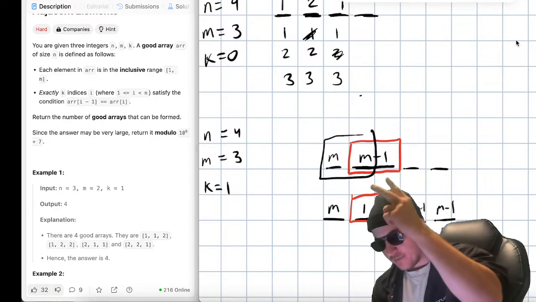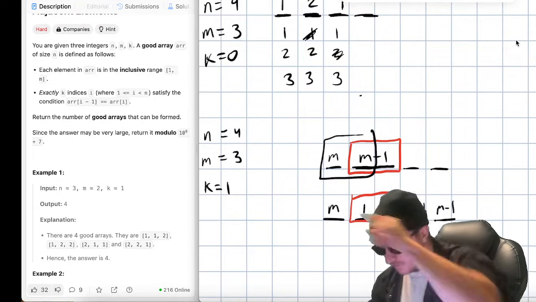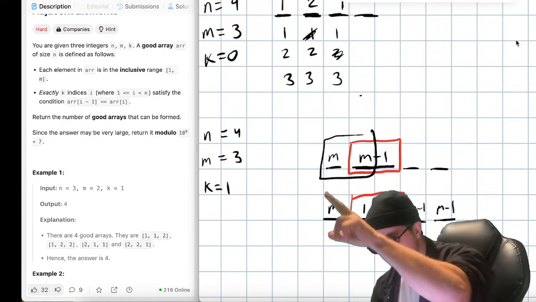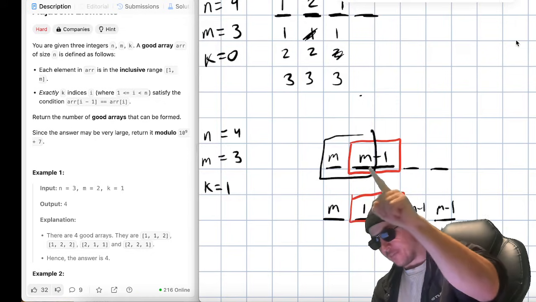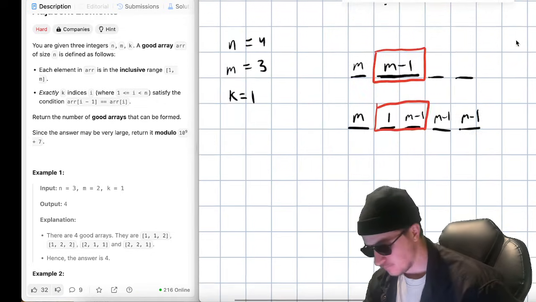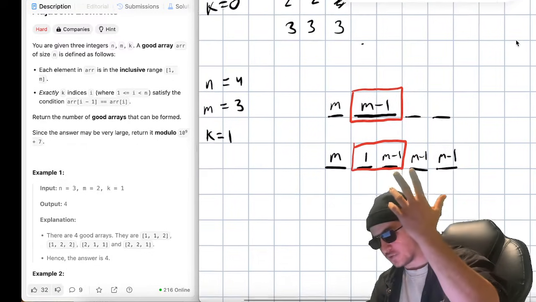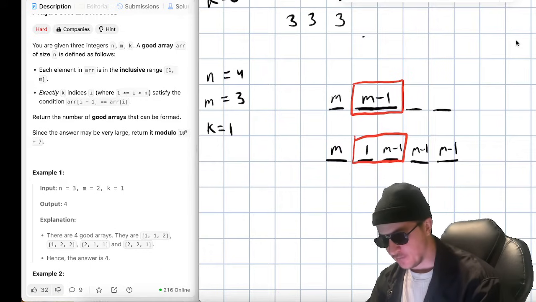If these two were equal, that would mean k equals 2, but we said k equals 1. If k equals 1, then there's only one adjacent pair that are equal. So I can't have it be the same as this first one, or there would be two adjacent pairs that are equal. So there's only m minus 1 things I could put there. I'm just restating it this way so I can keep the slots correct.